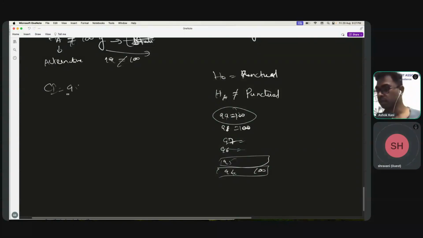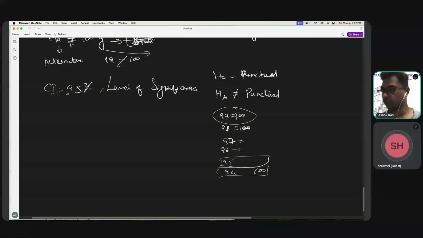Generally accepted confidence interval is 95%. Remaining is called level of significance, which is denoted as alpha. Which is 5%. So 5% is the liberty given. That means you can say maybe 99 gram is also equal to 100. You don't have to be that strict.